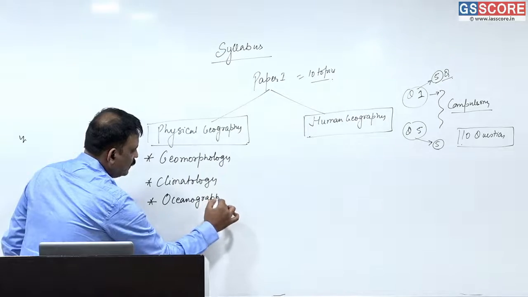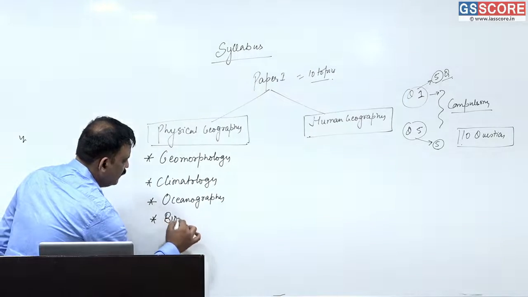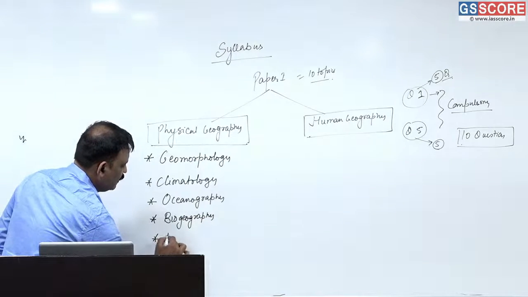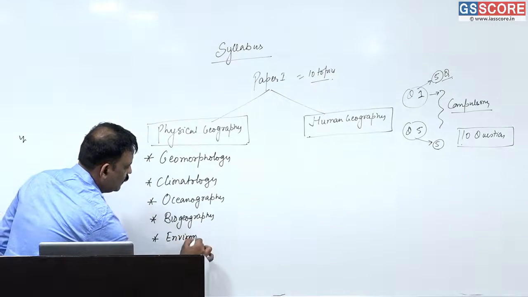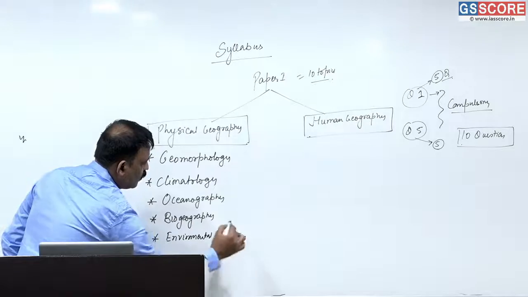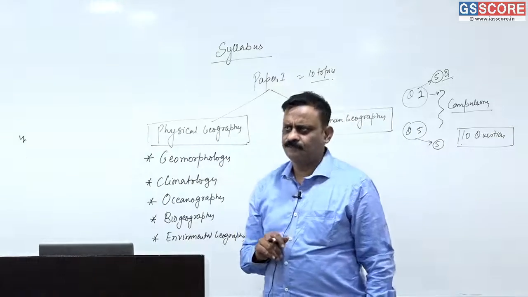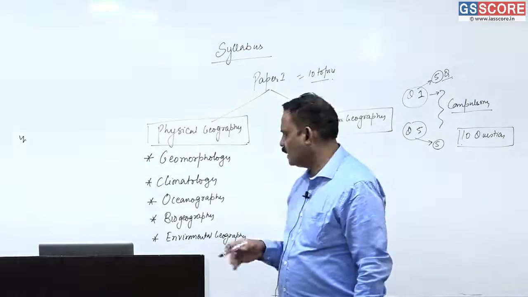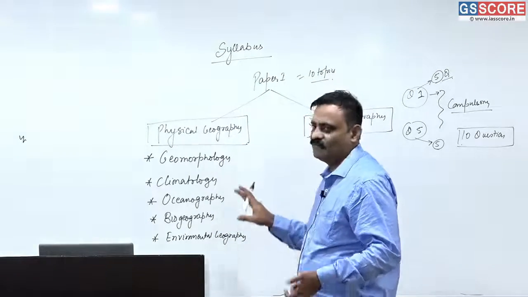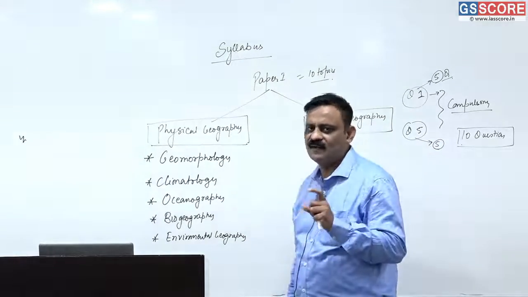Okay. And the fourth topic that you have is biogeography. And the fifth topic that you have is environmental geography. So these are the 5 components of physical geography. I would say that these are the total number of topics in this discipline of geography in the name of physical geography. So whenever you are going to refer to physical geography, these are the only 5 topics that you are going to study.